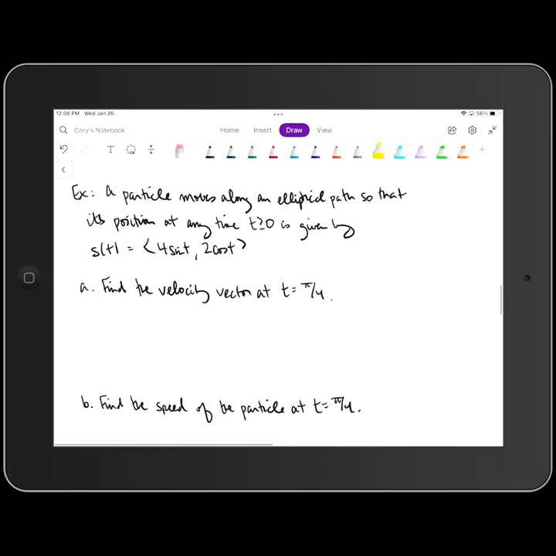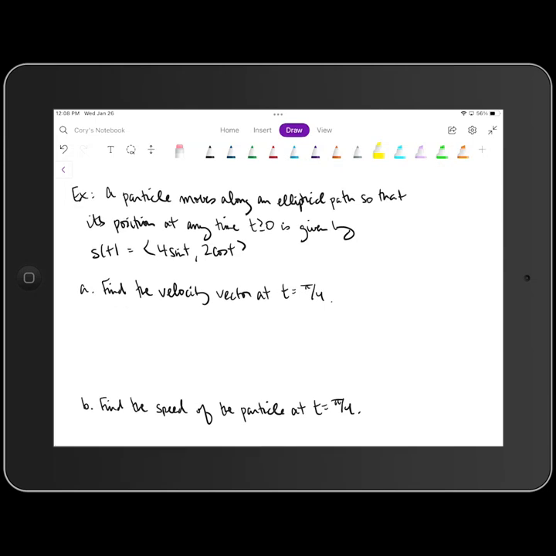So we're going to do an example illustrating this, and then we're going to do one free response question as well. The directions for this first example say that a particle moves in an elliptical path so that its position at any time t, which is greater than or equal to 0, is given by the following vector. We have the vector s of t, which has first component 4 times the sine of t, and second component 2 times the cosine of t.